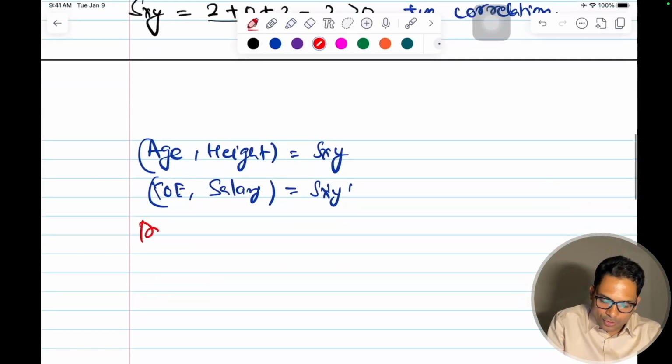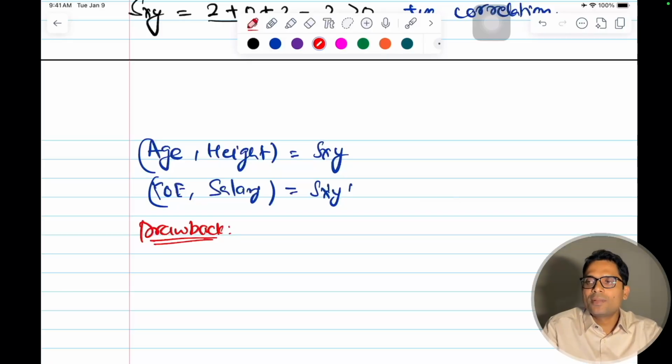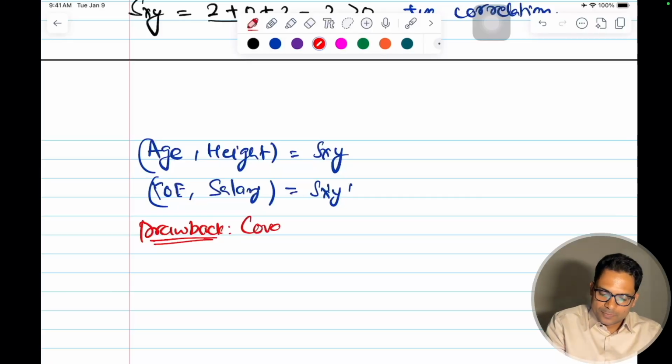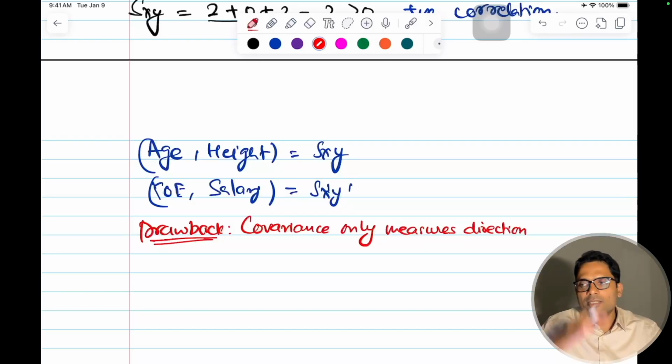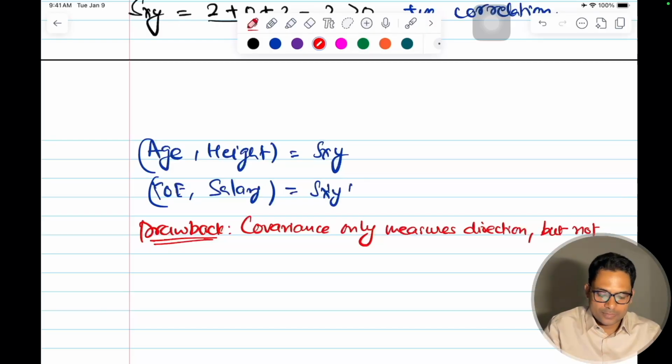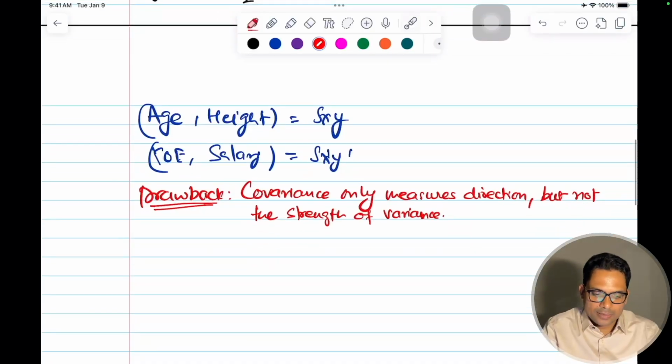So I'll write it. The drawback is that covariance only measures direction, whether it is positive or negative, but not the strength. How strongly they vary together, but not the strength of variance. So that's the drawback.